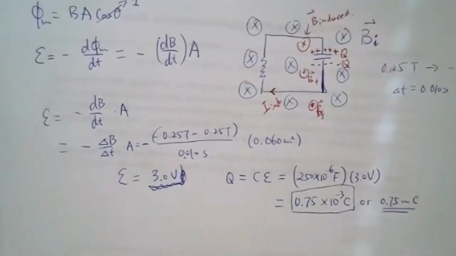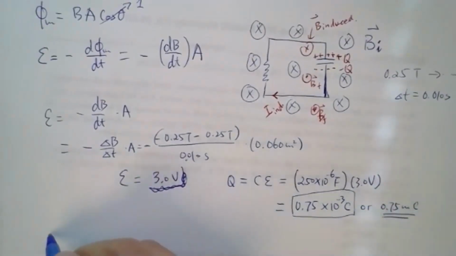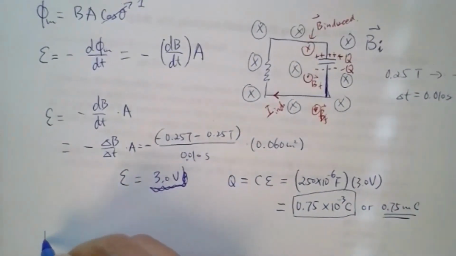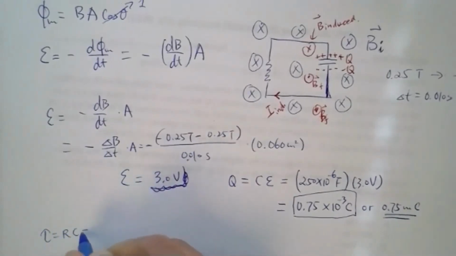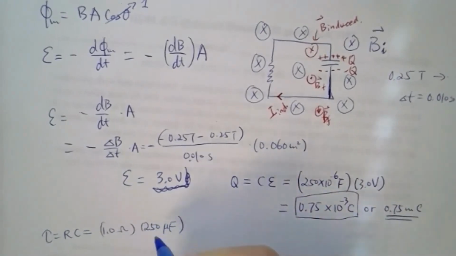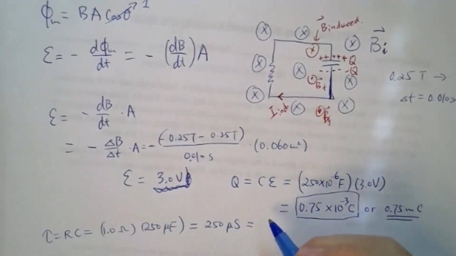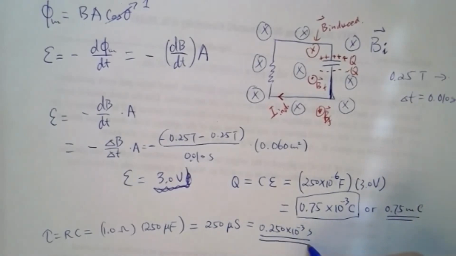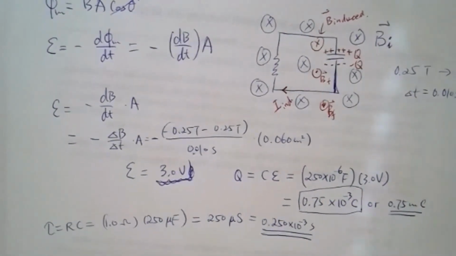Then what will be the time constant? The time constant then will be tau equals R times C. That's equal to 1 ohm times 250 microfarad, times 10 to the minus 6. So that gives you 250 microseconds, or 0.25 times 10 to the negative 3 seconds. That's your time constant, all right?